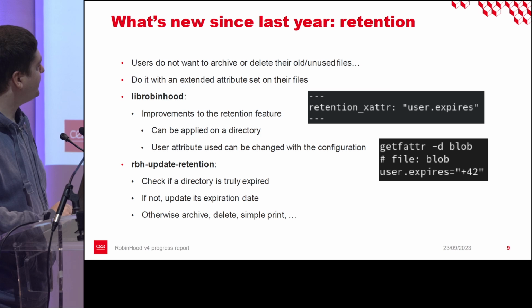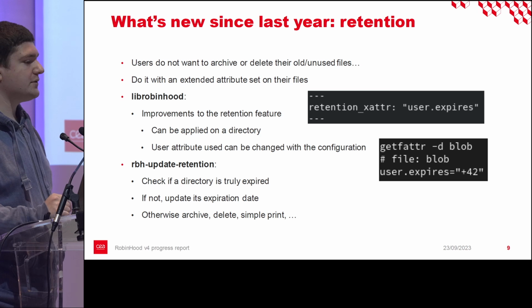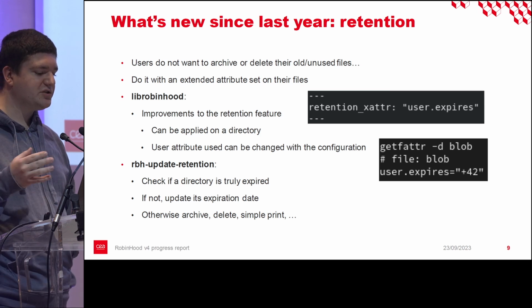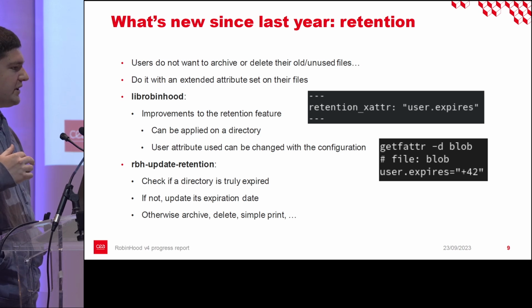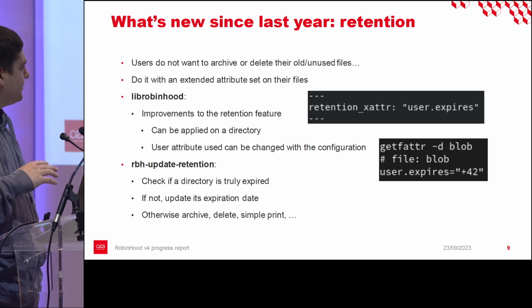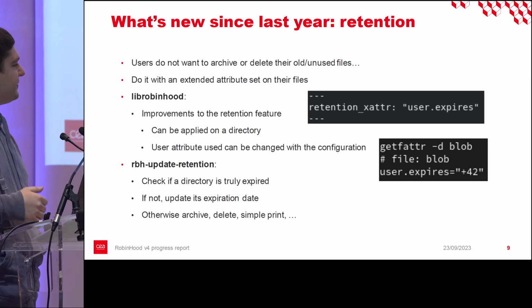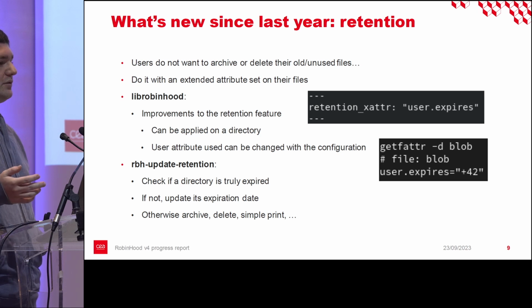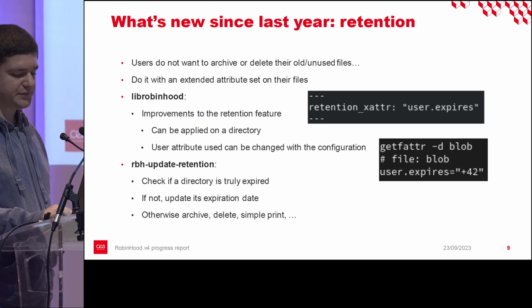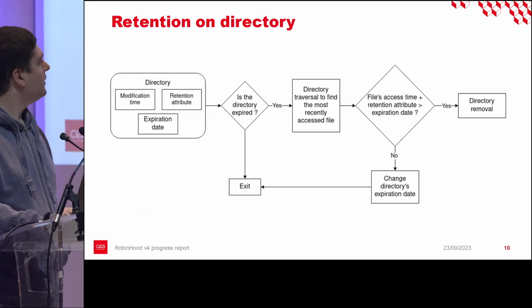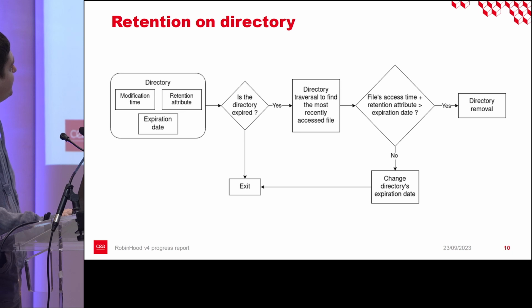For the retention feature, we also created a new tool called RBH Update Retention, which is specifically targeted towards directories. It will check if a directory is truly expired. I will explain that in the next slide. But if it's not, we update its expiration date. But if it is, we consider it to be expired, and then we can archive, delete, or print it for different purposes. So how it works for directories, the retention of directories, it follows this simple graph.